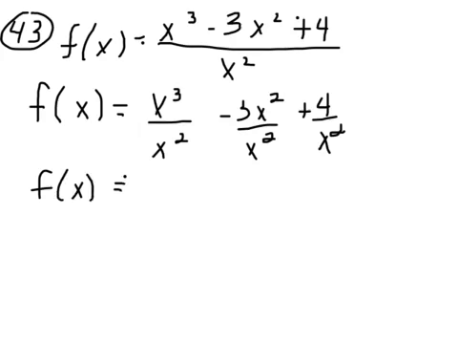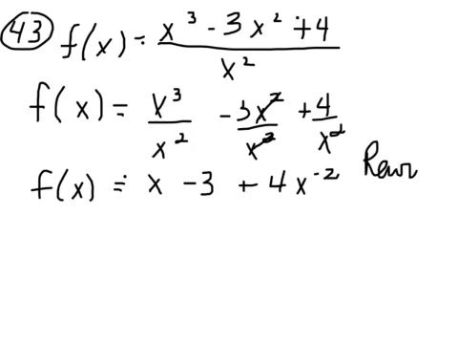X cubed over x squared cancels out, you've got an x left. These x squareds cancel out, I have minus 3, and then I have 4 over x squared, which I'm going to write as 4x to the negative 2, so I can use that power rule, or chain rule, I think it's called. Okay, so all I've done so far is rewrite the function. That's why you're going to see on some problems, like 25 through 30, they're trying to get you to think that way. Can I rewrite it first? Then differentiate it, and then if I need to simplify it, I will.